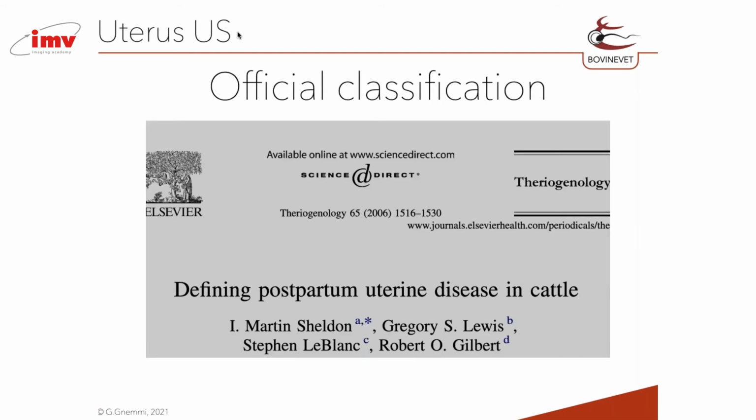Well, now we start officially our ultrasound evaluation of the pathology of the uterus. For the definition of uterine pathology, we are still using the terminology proposed in 2006 by Martin Sheldon, Gregory Lewis, Stefan LeBlanc, and Robert Gilbert. So we speak of metritis to define acute inflammation of the uterus during the first 21 days in milk. And after this time, we start to speak of endometritis to define chronic inflammation of the uterus.